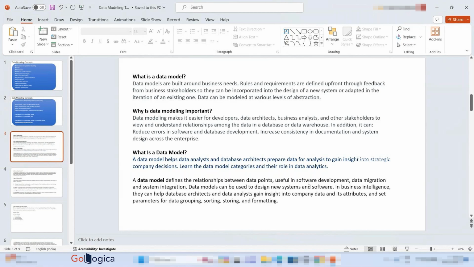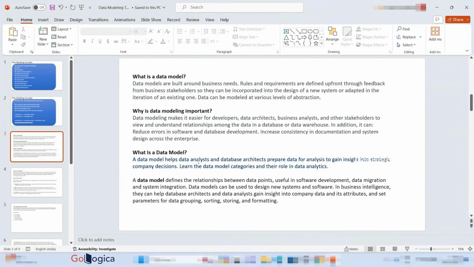You know the differences between the database and the data warehouse, I'm assuming. One is OLTP and one is OLAP. Yes, if there is transactional data, that is called a database. If there is historical data, like OLAP, then it will be a data warehouse. Similarly, a data model helps data analysts and database architects prepare data for analysis to gain insights into strategic company decisions.